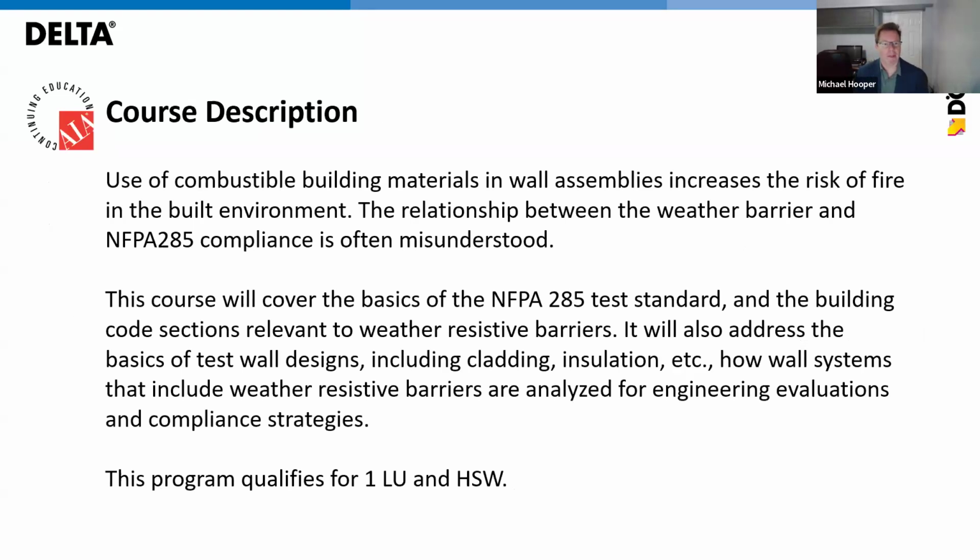So this course is about the use of combustible materials in wall assemblies and how that affects the risk of fire in the built environment. The relationship between the weather barrier and NFPA 285 is frequently misunderstood. So this is going to discuss what the NFPA 285 test standard is, the relevant building code sections, as well as how it impacts the weather resistive barriers, and then how the NFPA tests these wall designs, the various cladding systems, the various installations, and how it all comes together. And obviously, there's a lot of different variations in how these assemblies go together. So oftentimes, engineering evaluations are used as a compliance strategy.